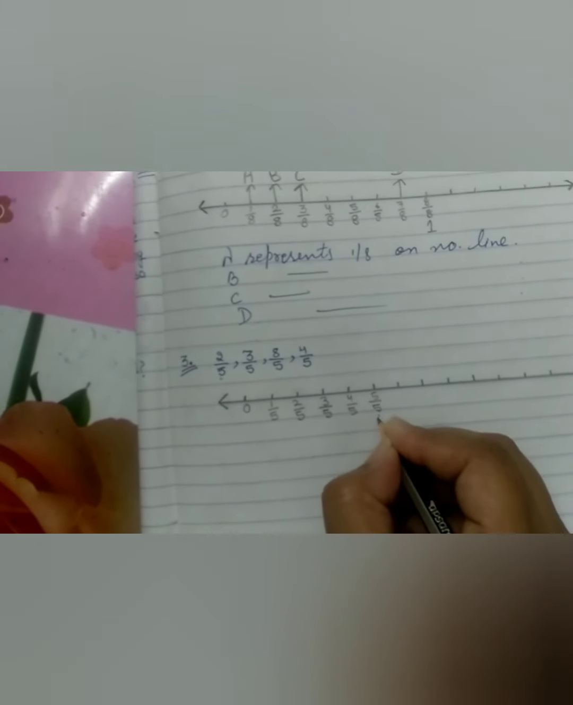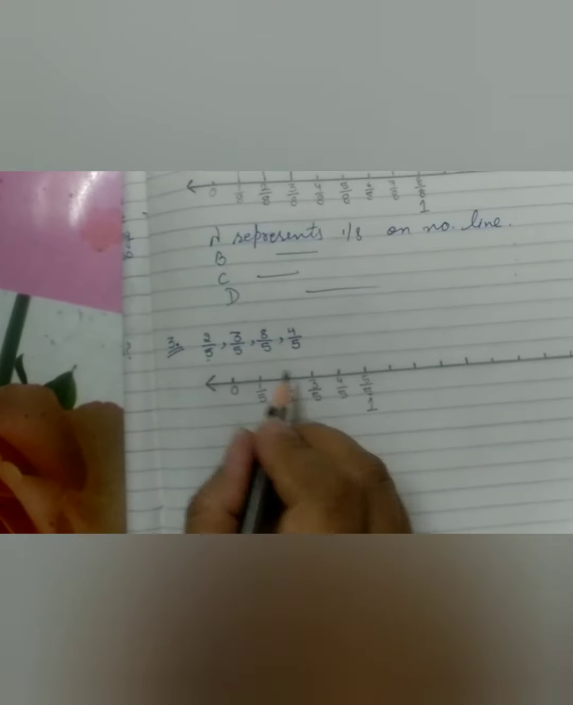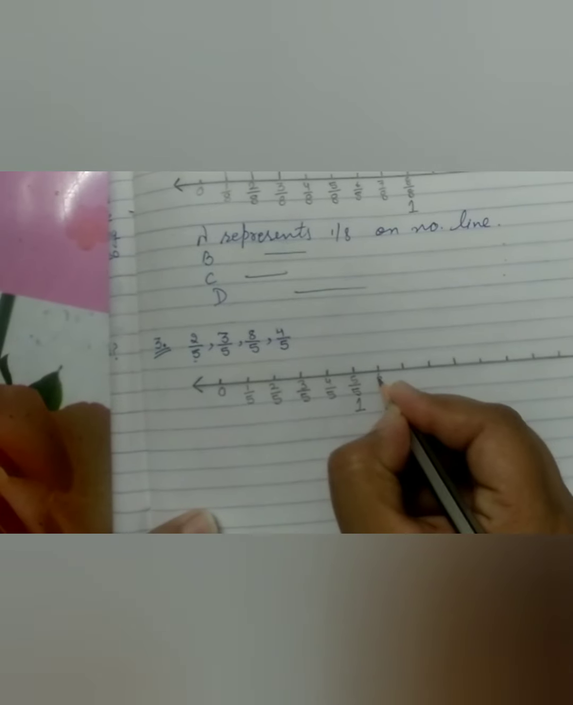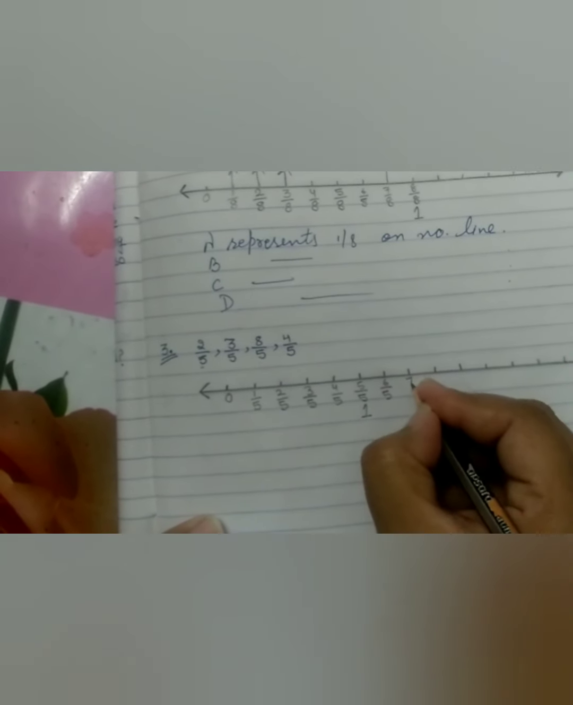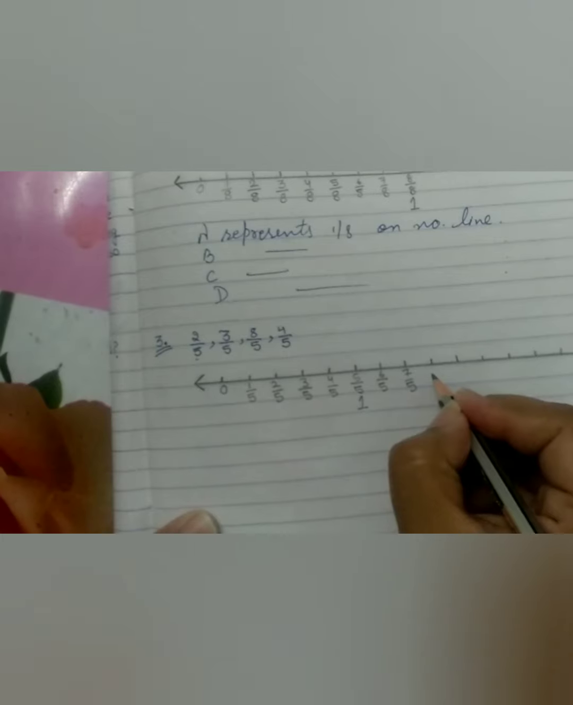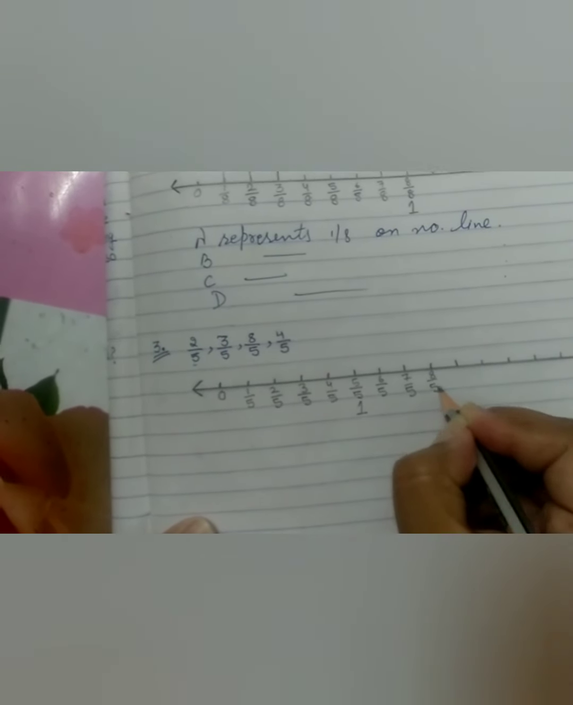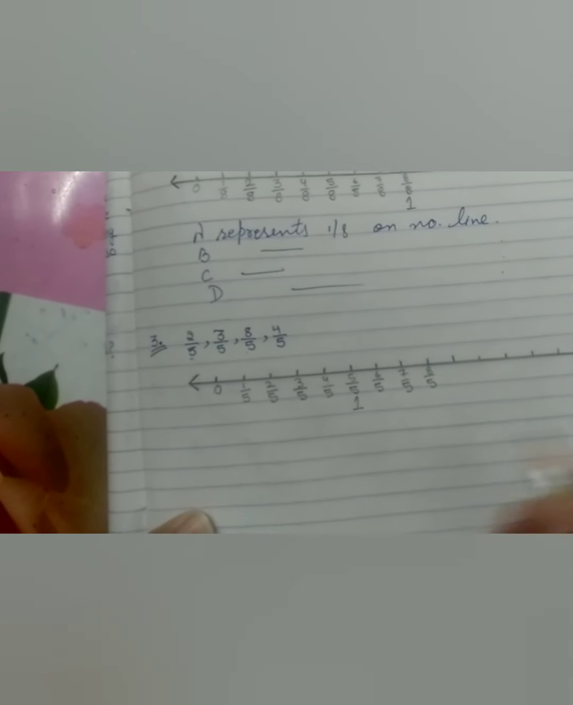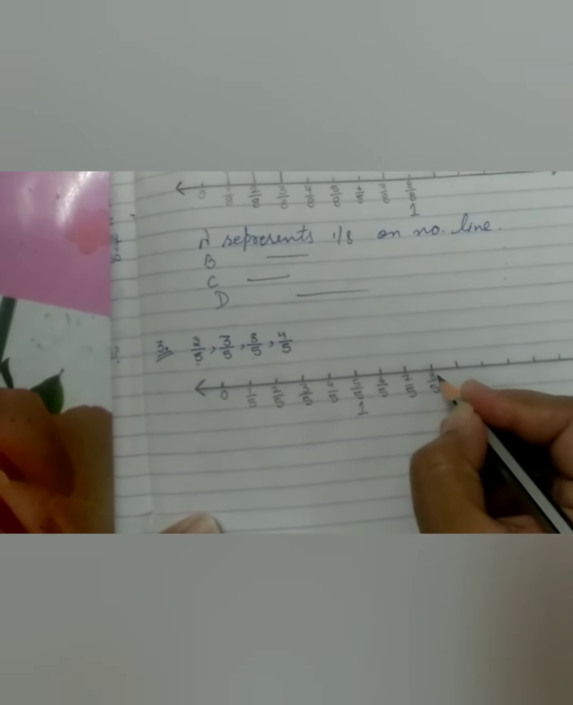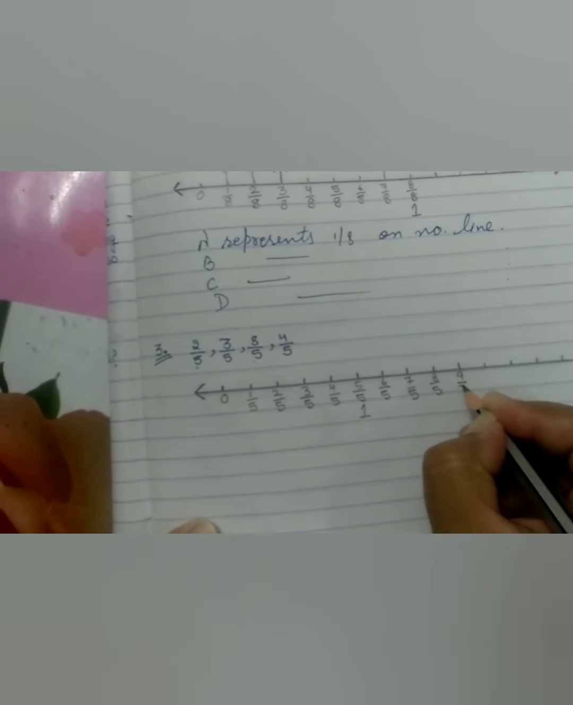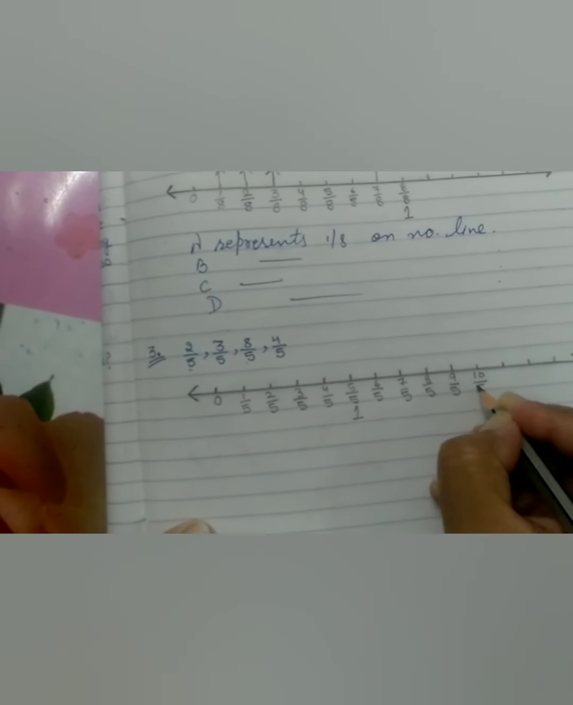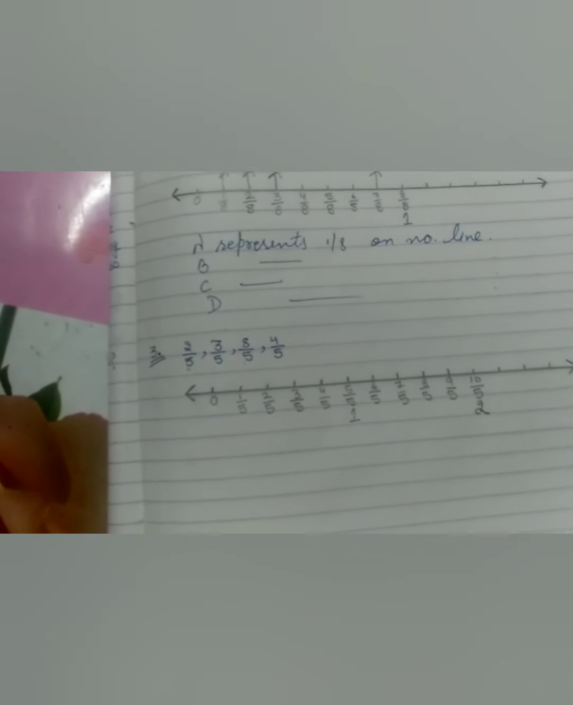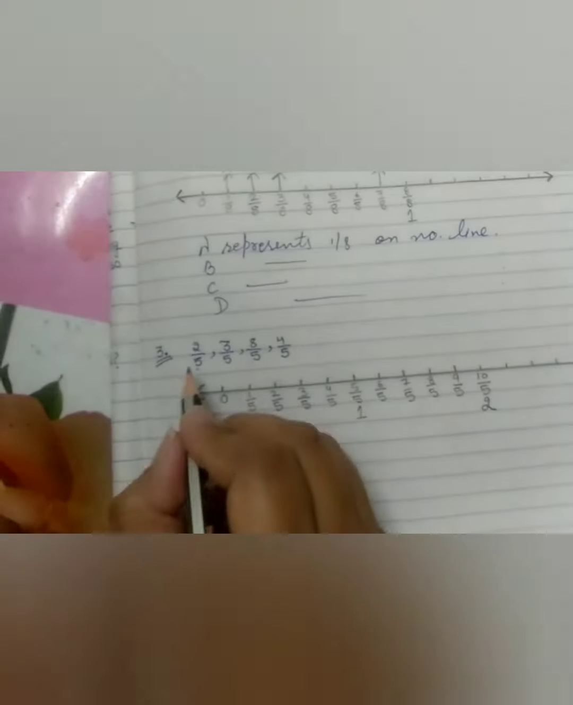Now what is 5 upon 5? It is 1. But we have to go till 8 upon 5. So we'll go further also. 6 upon 5, 7 upon 5, 8 upon 5. 8 upon 5 is the maximum we need, but we will go further to find out the next whole number. 8 upon 5, then 9 upon 5, then 10 upon 5. And you know very well what 10 upon 5 is? It is 2.